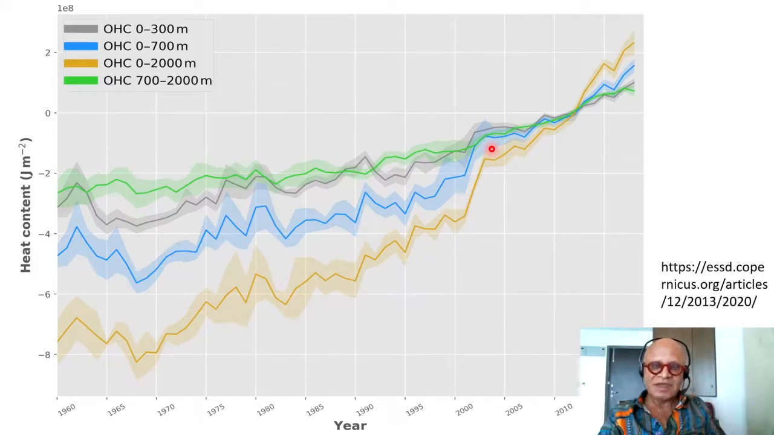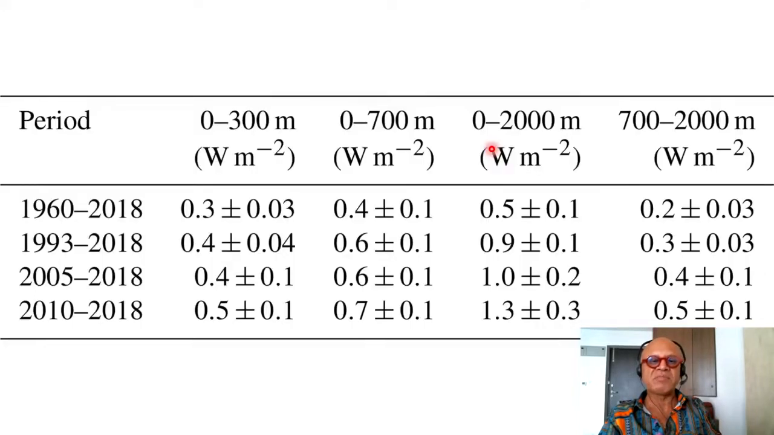So heat is penetrating the ocean, and ocean heat content is increasing at all depths. So this is something we must remember. The increase is also accelerating. If you look at different periods, 1960 to 2018, 1993 to 2018, 2005 to 2018, and 2010 to 2018, you can see that the upper 300 meters has increased, down to 700 meters. Each period is larger. 0 to 2000 meters, again larger over time. So the increase is accelerating.